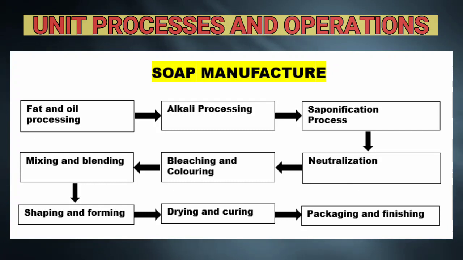Then we have the packaging and finishing, which has to do with wrapping and labeling, and then probably the quality control and inspection. So this is just a typical unit process involved in the manufacture of soap.